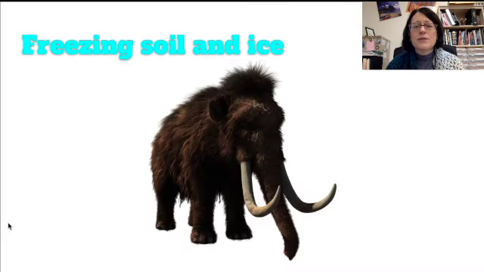There's also freezing in soil and ice, so mastodons and other creatures that lived in the past in very cold areas. We will find these in Siberia and places like that. You can find them still frozen in the soil and ice. We've even found human beings frozen. And they're preserved very well when they're frozen.